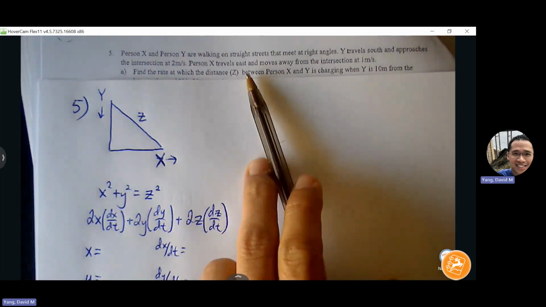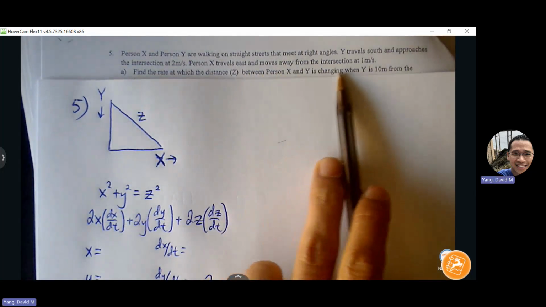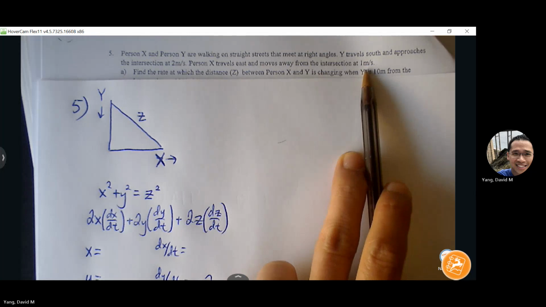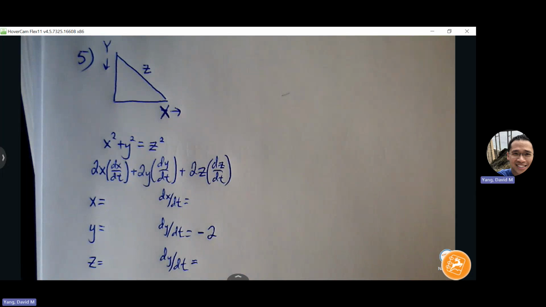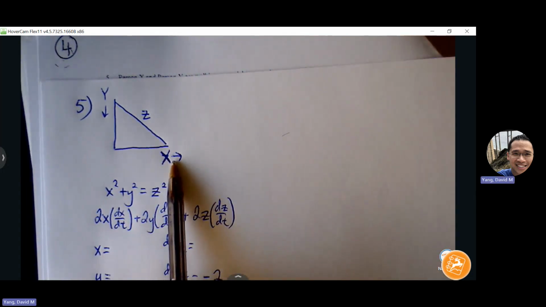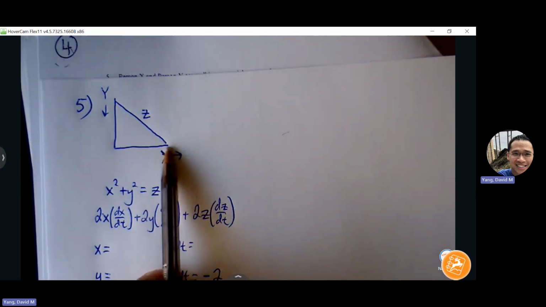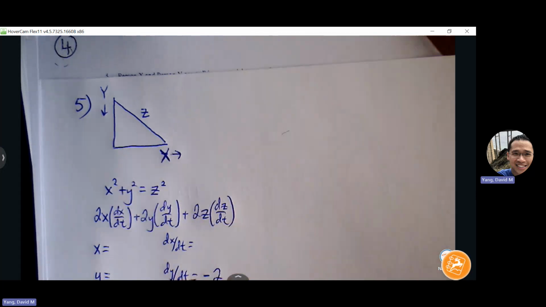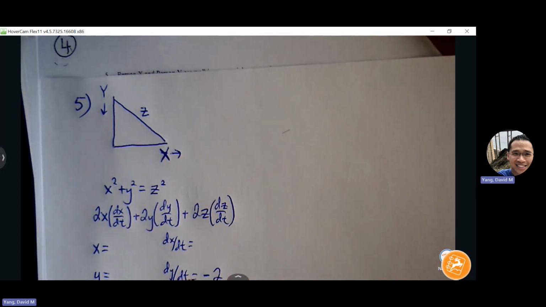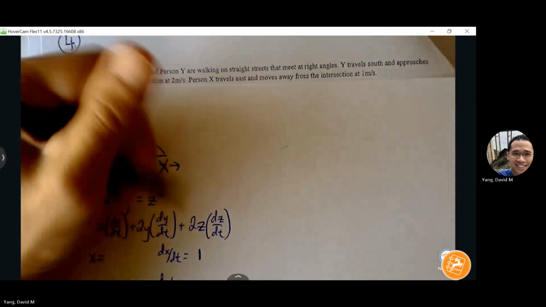Person X travels east and moves away from the intersection at 1 meter per second. What's that? dx/dt. And positive because increasing, not because he's moving to the right. Moving to the right could sometimes mean decreasing, but it really depends on what you see with the dimension, right? Is the dimension changing? Is it increasing or decreasing? If it's increasing, you want that rate to be positive.